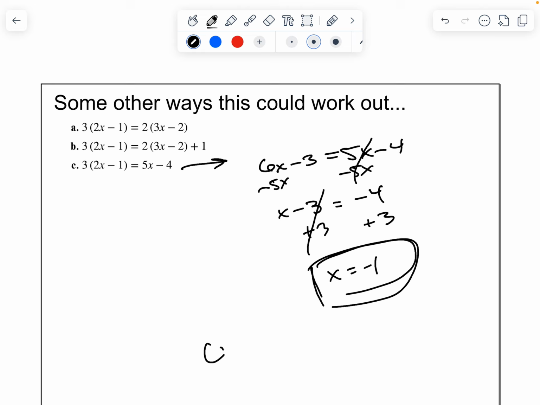This one is called a conditional. Most of the ones that we worked in class today have been conditional equations. They're called conditional equations because they're true on the condition that x equals a specific number. So this equation is only true when x equals -1.